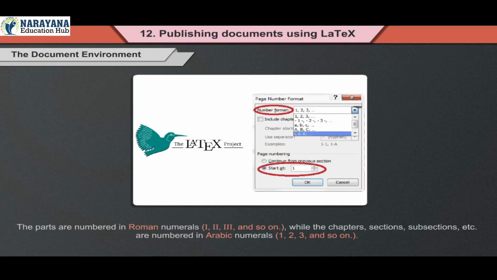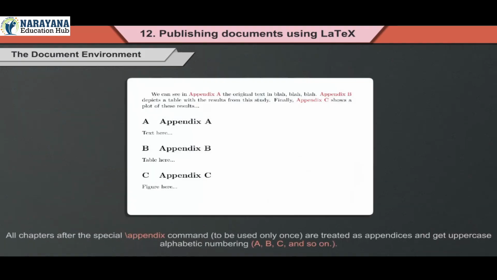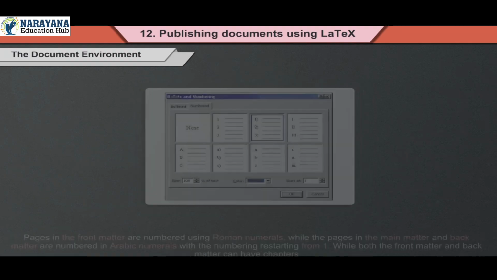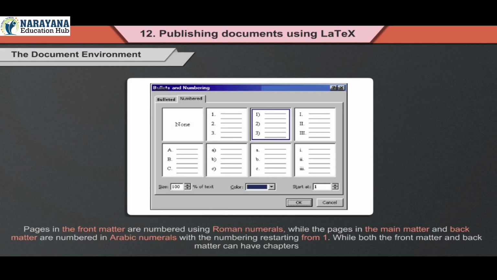The parts are numbered in Roman numerals I, II, III, and so on, while the chapters, sections, subsections, etc. are numbered in Arabic numerals 1, 2, 3, and so on. All chapters after the special \appendix command, to be used only once, are treated as appendixes and get uppercase alphabetic numbering A, B, C, and so on. Pages in the front matter are numbered using Roman numerals, while the pages in the main matter and back matter are numbered in Arabic numerals with the numbering restarting from 1.